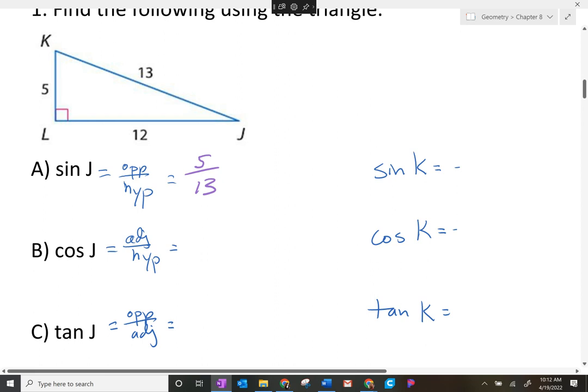When we are doing the sine, cosine, and tangent, having a decimal is going to be important because it only works with decimals going in there. So I'll have you write it as a fraction first, and then write it as a decimal. So sine of J is going to be 5 over 13, or as a decimal, 0.39.